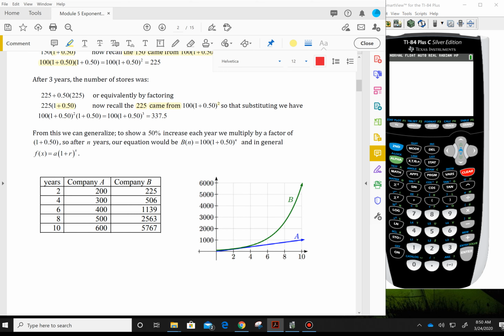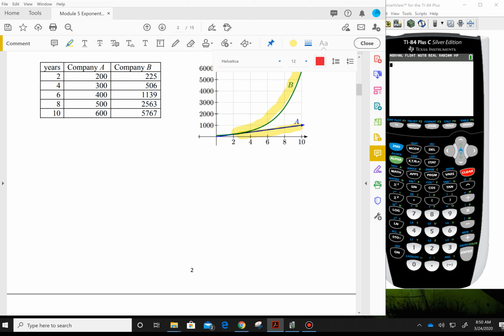Graphically, when we look at the two different companies, again, we'll see a linear growth for Company A, which grows by a constant amount, while for Company B, an exponential growth curve where the amount of increase increases each year. I hope this is making sense. Let's look at an example more like what your homework is going to look like, though.